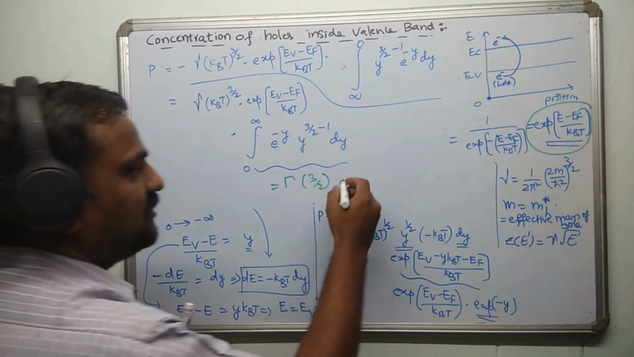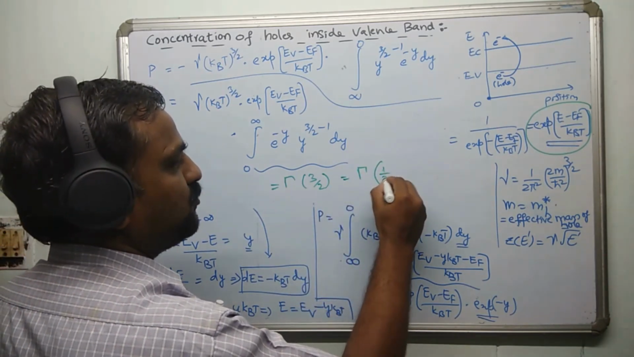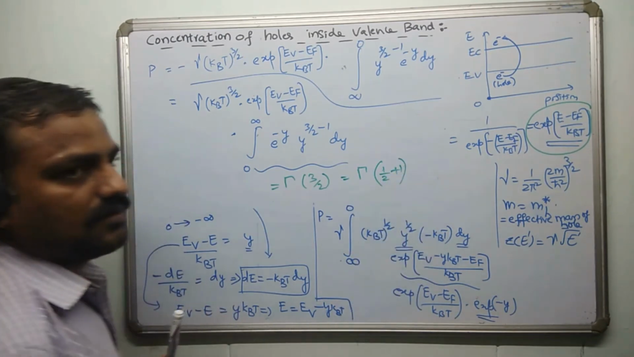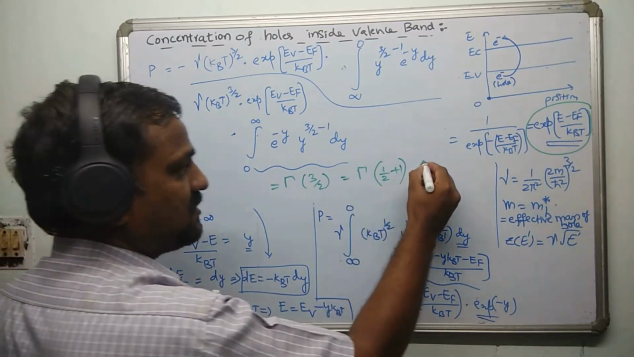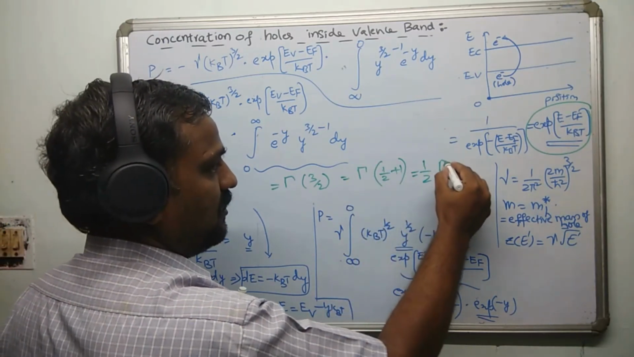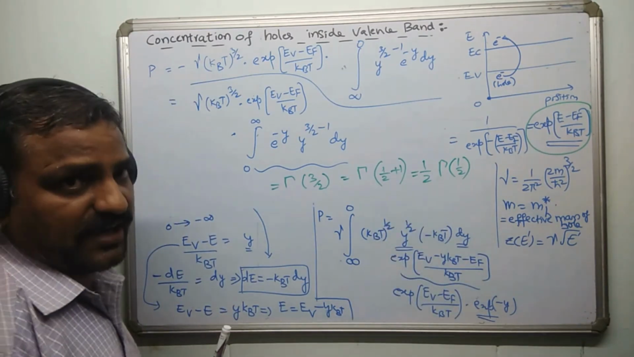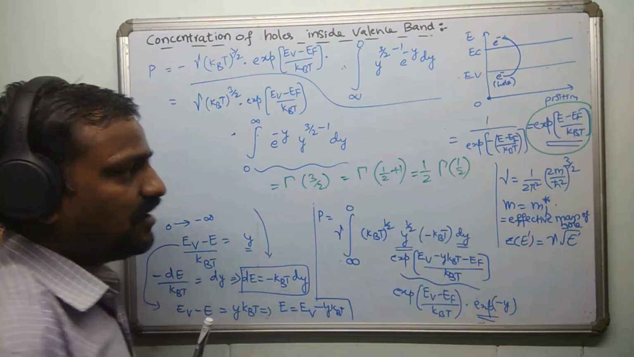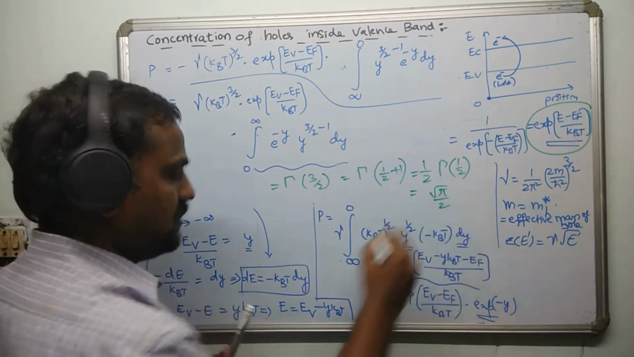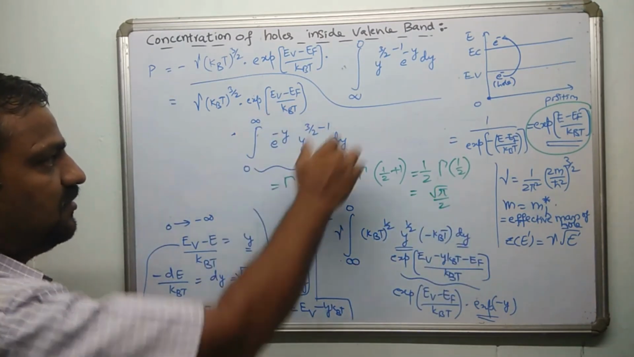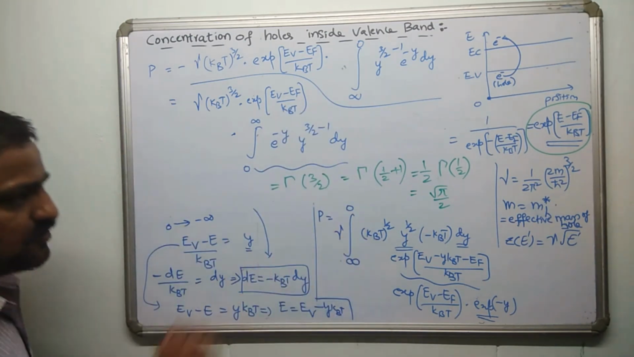And you know gamma 3 by 2 can be written as gamma of 1 by 2 plus 1. Gamma n plus 1 is nothing but n gamma n, which means half into gamma half. And you know gamma half is a constant, which is root pi. It's a standard value. So gamma half is root pi, and hence the value is just root pi divided by 2. So the whole integral of this gamma function is just giving you root pi by 2. I'm going to erase this portion also.